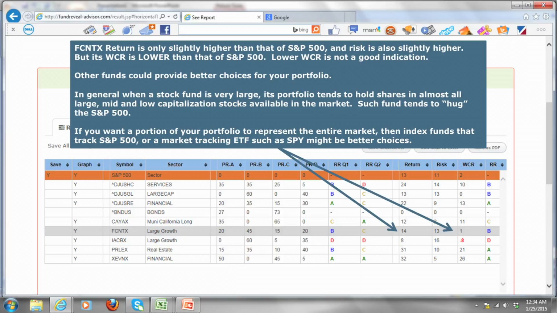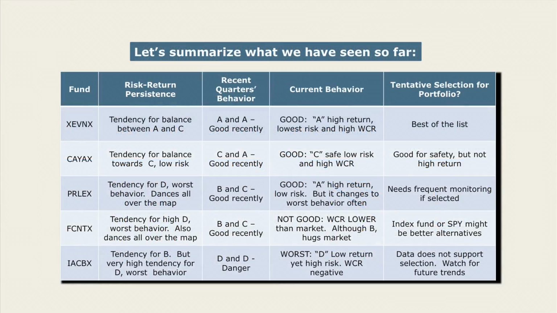In general, when a stock fund is very large, its portfolio tends to hold shares in almost all large, mid, and low capitalization stocks available in the market. Such funds tend to hug the S&P 500. If you want a portion of your portfolio to represent the entire market, then index funds that track the S&P 500 or a market tracking ETF, such as SPY, might be better choices. Let's summarize what we have seen so far.